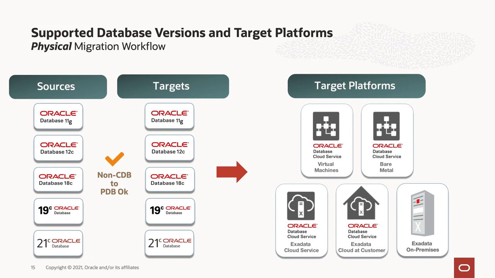Now, physical migration covers different sources and targets. As you can see here, we start with 11.2.0.4 and then move onward. Now, databases in the physical migration workflow can only be migrated to a database at the same version level. So you will do 11 to 11, 12 to 12, so on and so forth. However, the target could be at a higher patch level, and we will just apply Datapatch at the end of the migration. ZDM physical migration also covers the non-CDB to PDB conversion if you want to. It's easily modified and set up with a parameter at the response file level. Now, we support Database Cloud Service virtual machines, bare metal, Exadata Cloud Service, Exadata Cloud at Customer, and Exadata on-premises with the physical migration workflow.